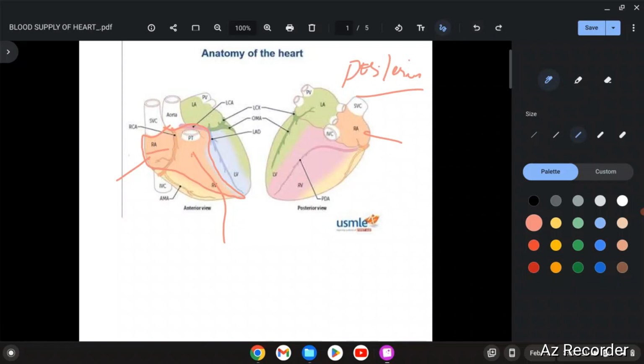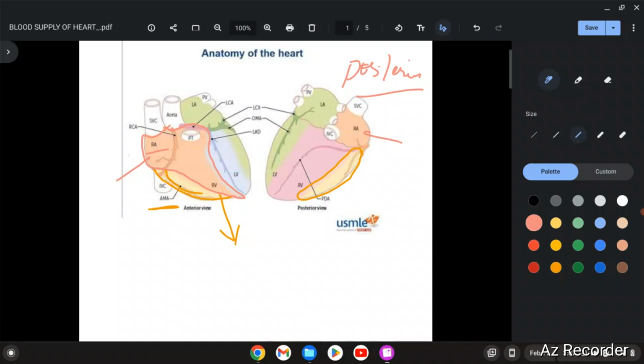Okay, so yes. Now, right coronary artery gives a branch on the lateral surface of your right ventricle, which is known as your acute marginal artery. Over here, the acute marginal artery supplies the lateral surface of your right ventricle, both anteriorly and posteriorly, right over here. Okay, this artery over here supplies your lateral surface of right ventricle, both anteriorly and posteriorly. Okay, I hope this is clear.